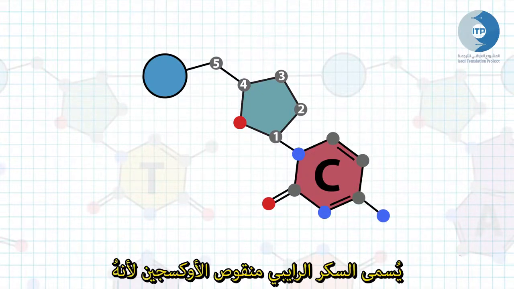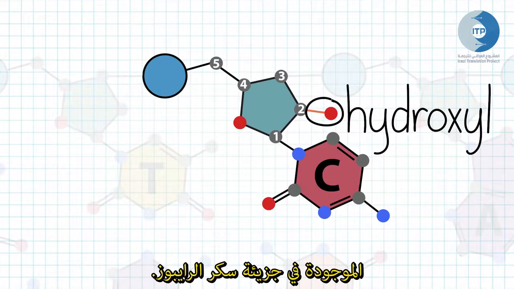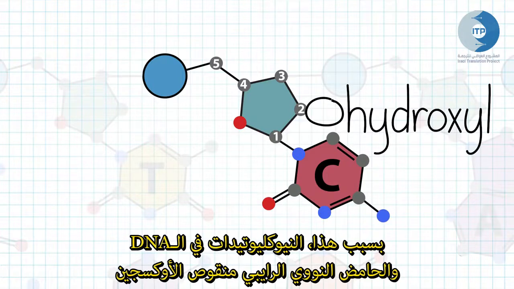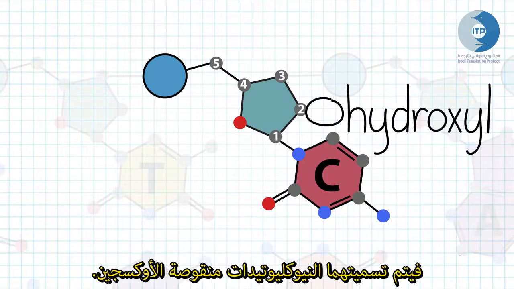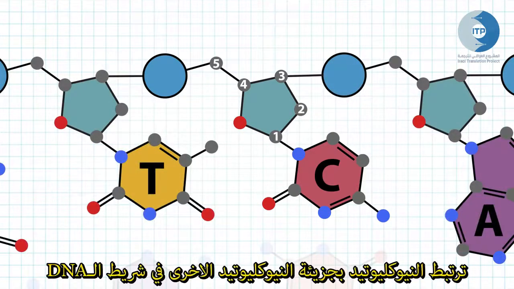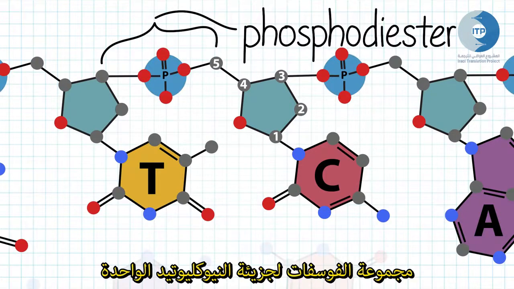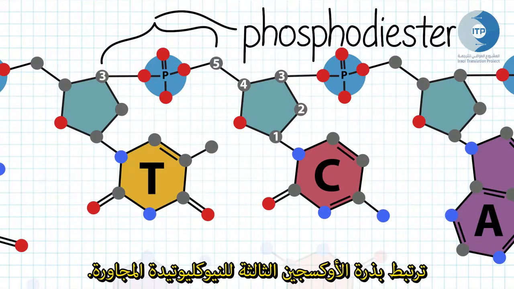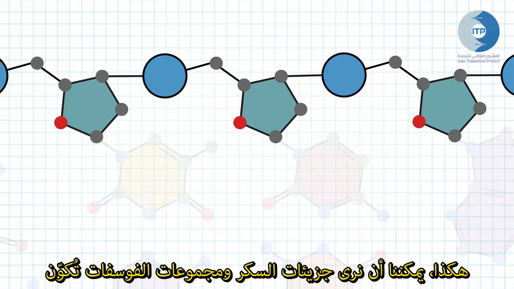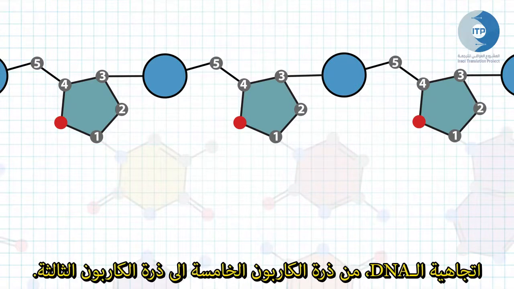The sugar is called deoxyribose because it is missing a hydroxyl group at the 2' carbon, which is present in ribose. Because of this, nucleotides in DNA, deoxyribonucleic acid, are called deoxynucleotides. Nucleotides attach to each other in the DNA strand by phosphodiester bonds. The phosphate group of one nucleotide binds to the 3' oxygen of the neighboring nucleotide. Thus, we can see that the sugars and phosphate groups make up the DNA backbone. The carbon numbering is key to describing the directionality of the DNA strand, 5' to 3'.